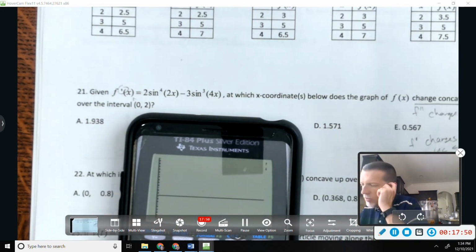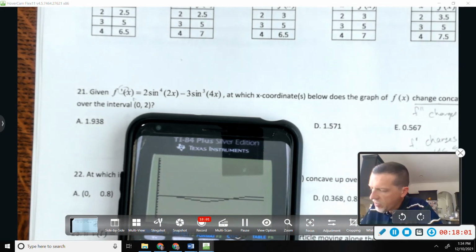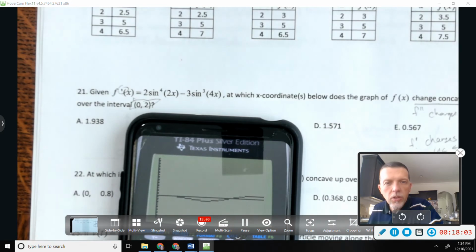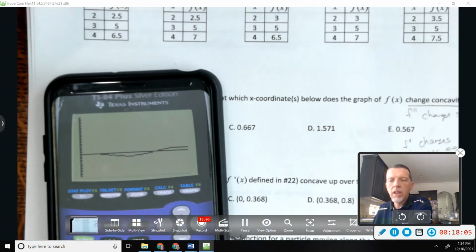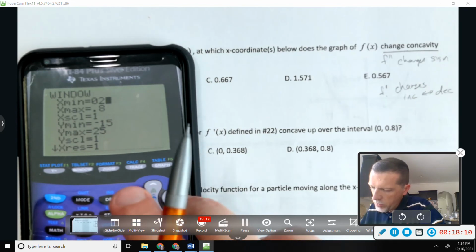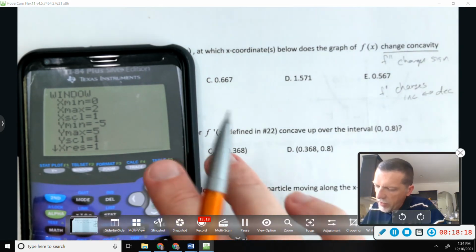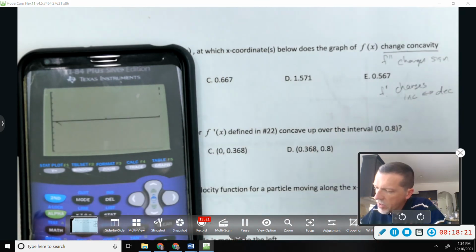And I'm looking for where f prime, that's what I have a graph of, changes from increasing to decreasing, or the other way around, because that would be a change in concavity. But I only care 0 to 2, so I need to go change my window again. Window 0 to 2. I don't need that big of a y min and y max. Let's go back to negative 5 to 5 and see if that's good enough.